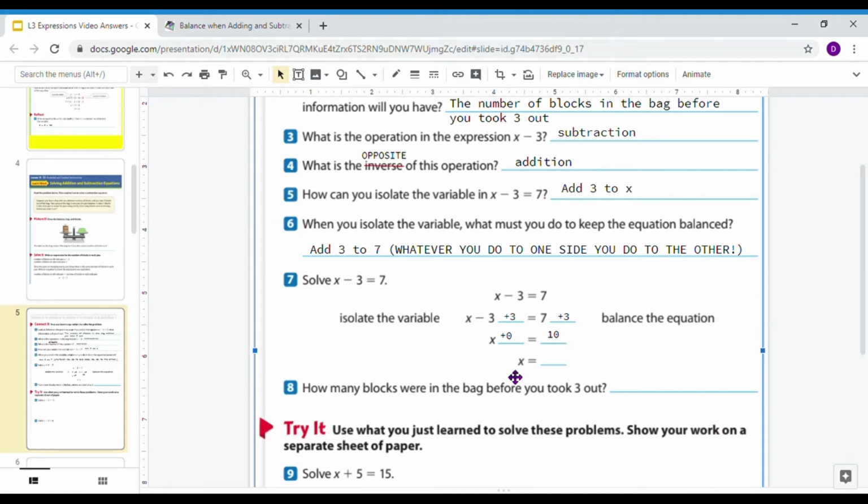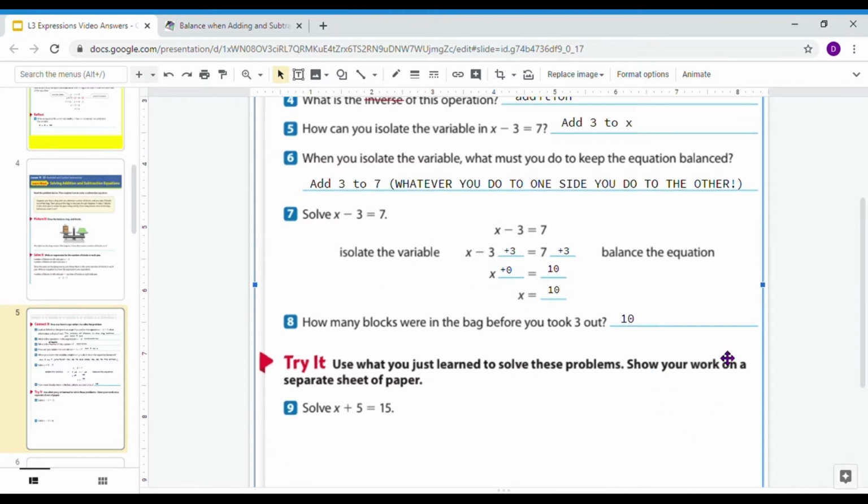So now we've got this equation, x plus 0 equals 10. Well, when we have something that says plus 0, we can just get rid of that plus 0 because it's not changing the x in any way. So now we just have x equals, and my 10 is going to stay the same on the other side. So x equals 10. So if it asks me how many blocks were in the bag before I took 3 out, oh, there were 10 blocks in that bag before I took 3 out.